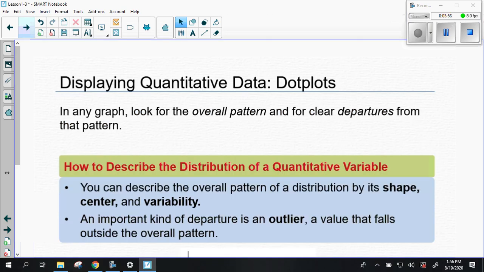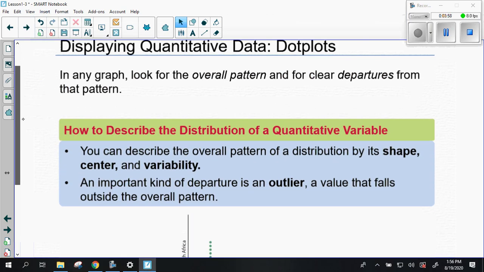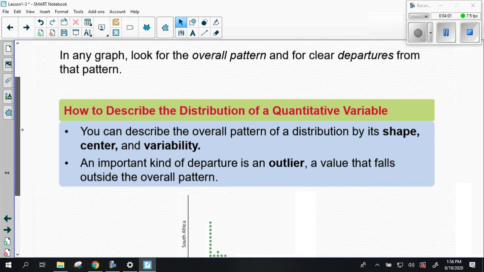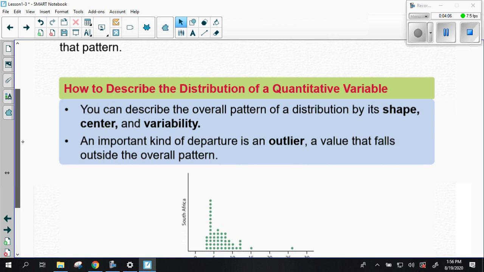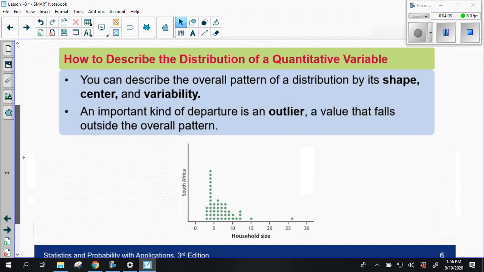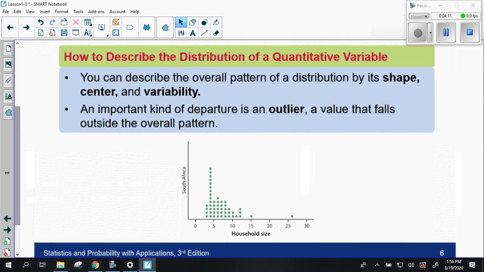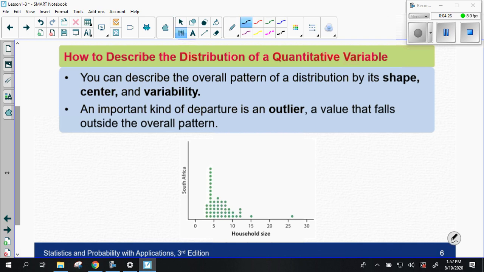So if we're given a graph, there's some things that we could look for. And some of these things we can get from this graph, and some of these things we can't. So when you're being asked to describe a distribution, we're going to describe its shape, center, and variability. In addition, we're also going to look to see if there are any extreme values or a value that doesn't really kind of fit with the pattern.